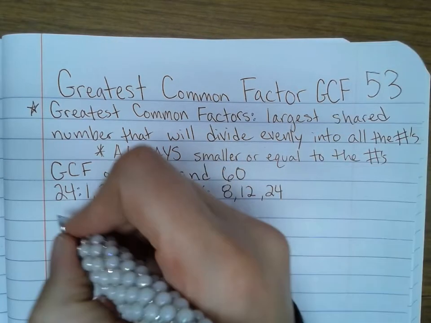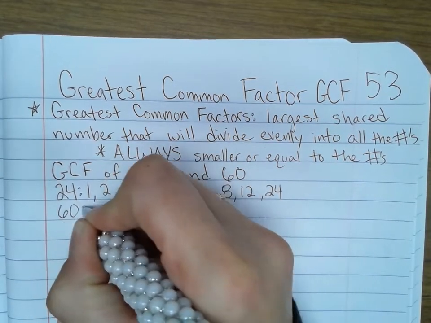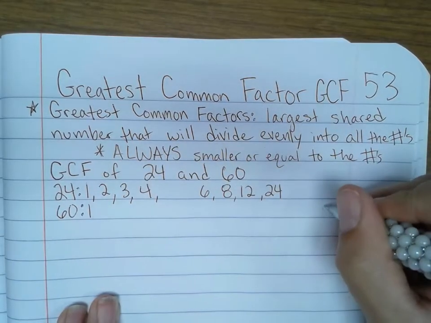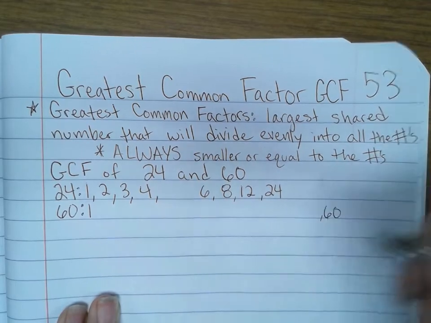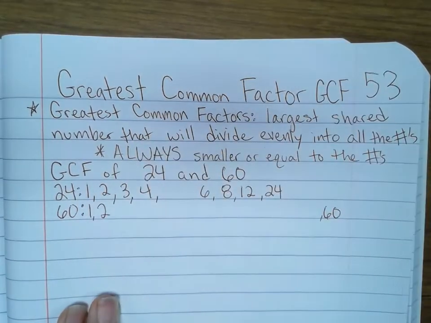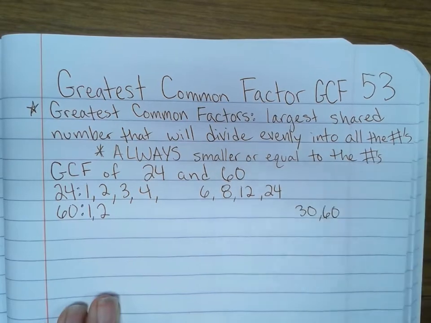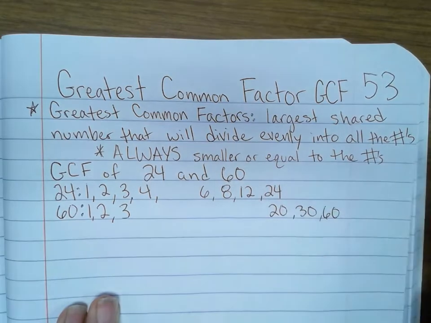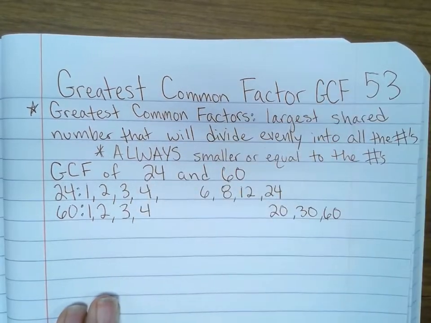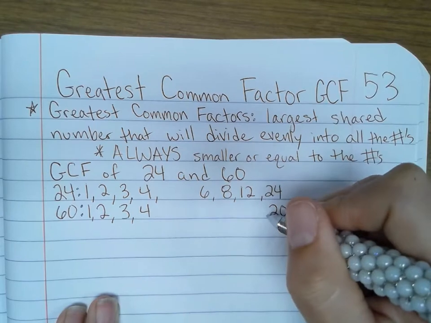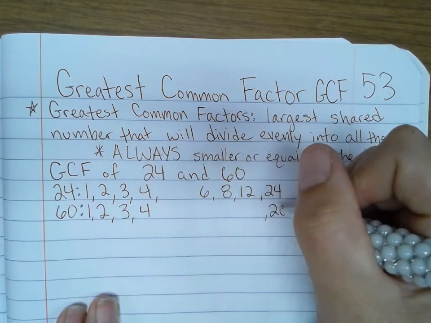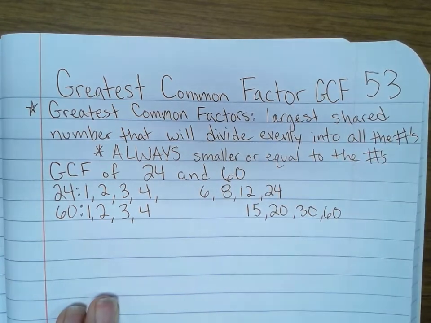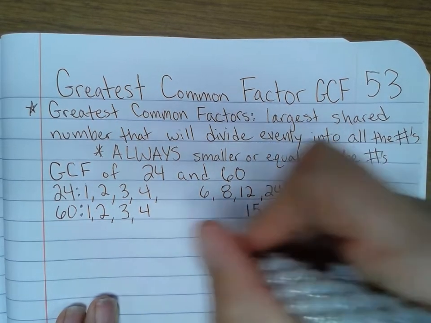Okay, 60, let's list all the factors of 60. 1 times 60. 2 will go into 60 because it's an even number. 2 times 30. 3 times 20. 4 times, and this one you might not get right off, but if you're questioning it, do 60 divided by 4, see if it works, and it will, and you get 15. If you're not sure, divide it. If it doesn't go in evenly, it's not a factor.